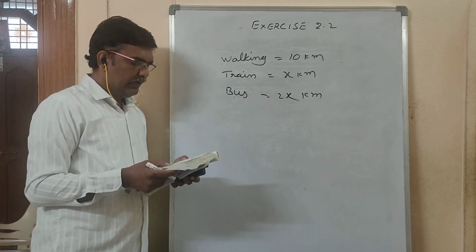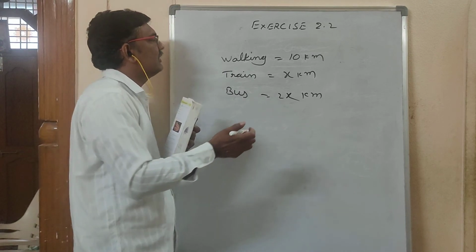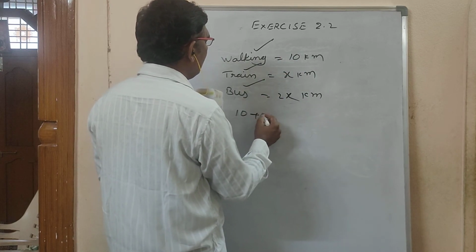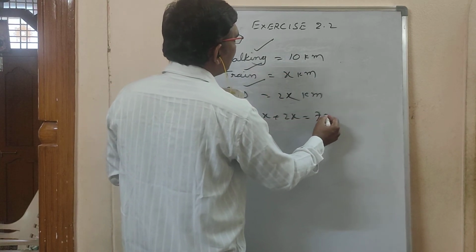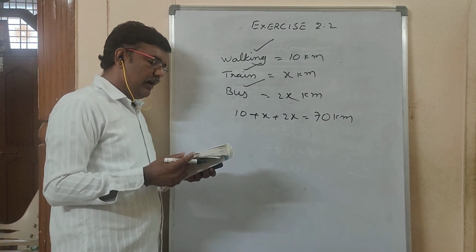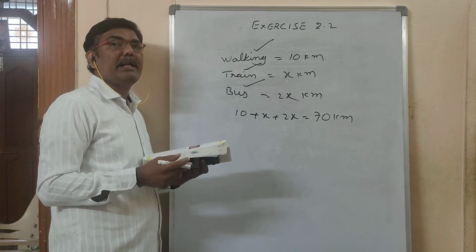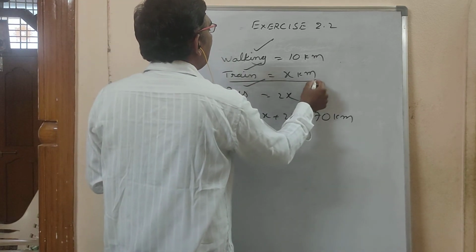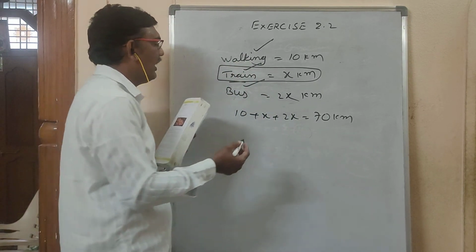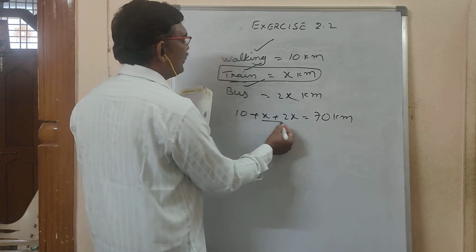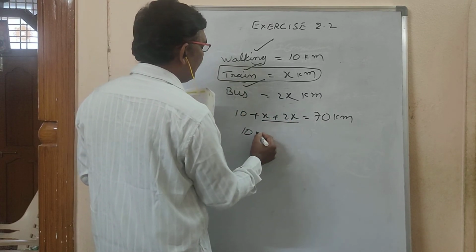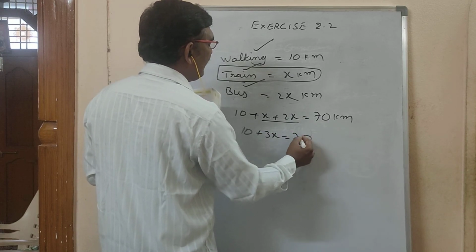But if the whole journey is of 70 kilometers, so walking, by train, by bus, whole journey, total how much here? 70 kilometers. Next, what he is asking here? How far did he travel by train? So, in train, how many kilometers he travelled, he is asking. Now, what you have to do is, what I said to you, like terms you can add. 10 is different. For 1x, if you add 2x, you are getting 3x is equal to 70.